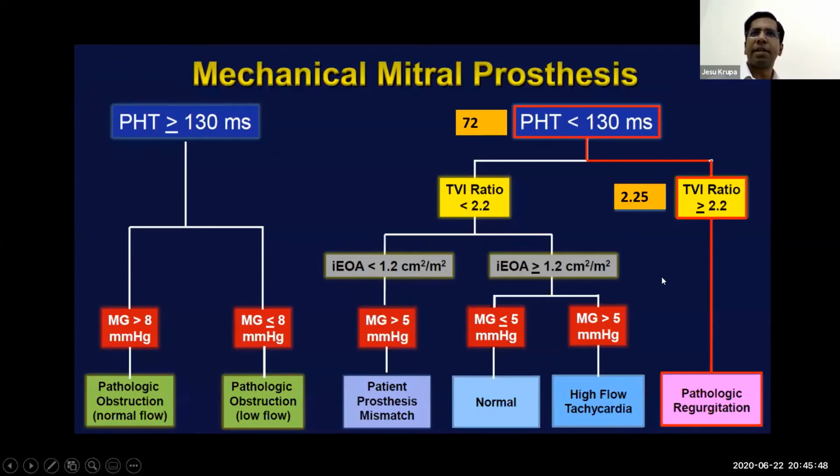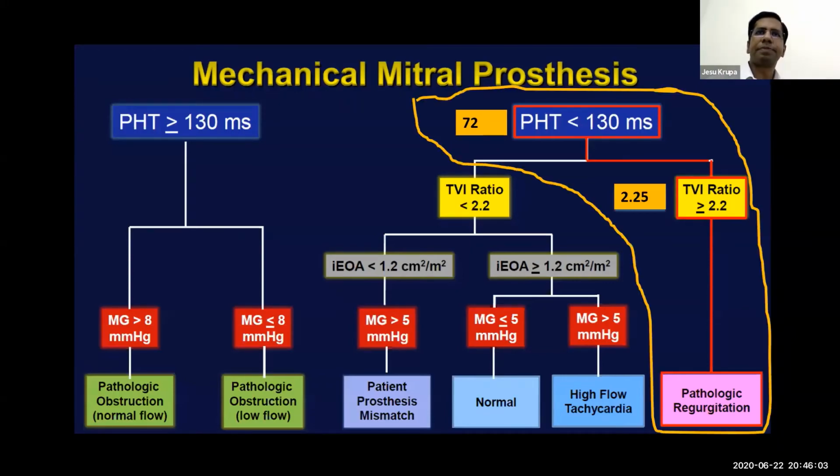We go down this path, wherein you have a slightly high gradient, you have a slightly high velocity, but the key thing is that the pressure half time is less than 130. So that is the most important thing that we find in this particular patient.